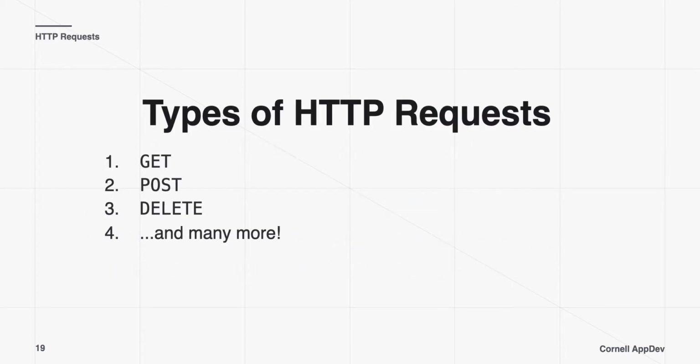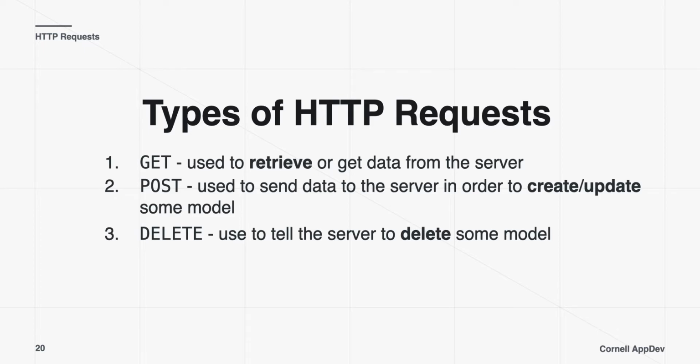Okay. And then there are several forms of HTTP requests. The main three requests that we're going to use are GET, POST, and DELETE. So GET is used to retrieve information from the server, and POST is to send information to the server, if you want to, let's say, add an email or update an email. And then DELETE is just to delete something, like maybe deleting an email.